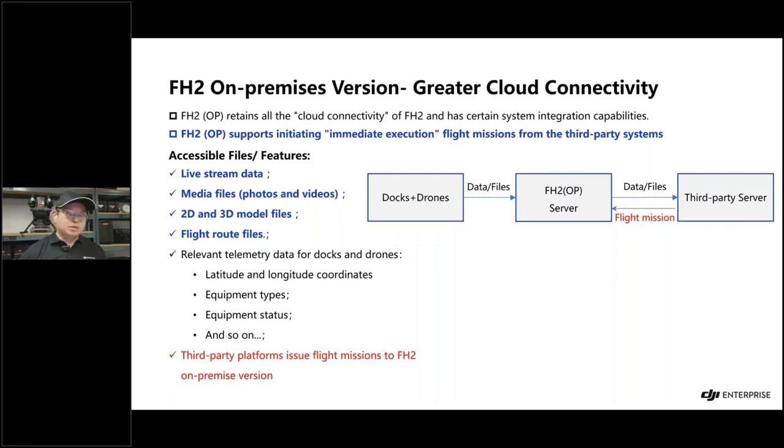With the on-premises solution, you're still getting that great cloud connectivity. Just like the public version, you get to transmit the live stream, and you get to transmit the data, whether it's media or models. You can also assign flight routes from the third-party server to the on-premises server for the docks to execute. So when it comes to connectivity with third-party servers, you're not missing much when you're using the on-premises version.